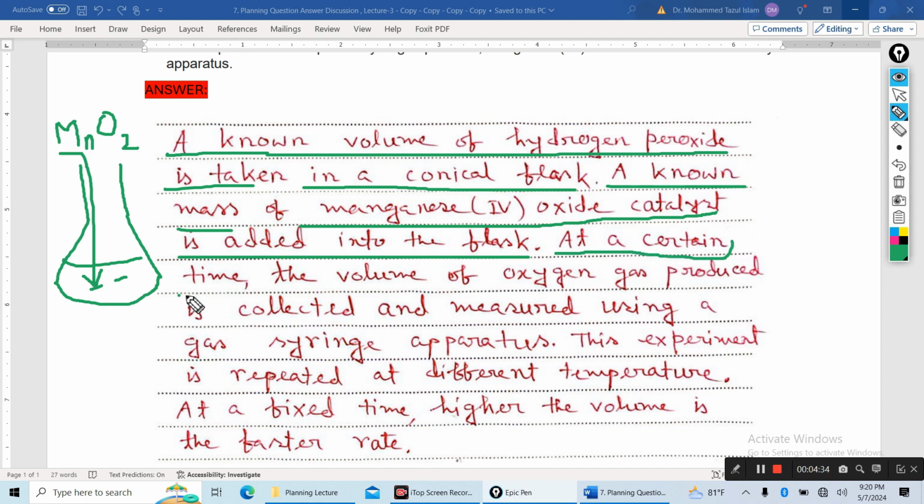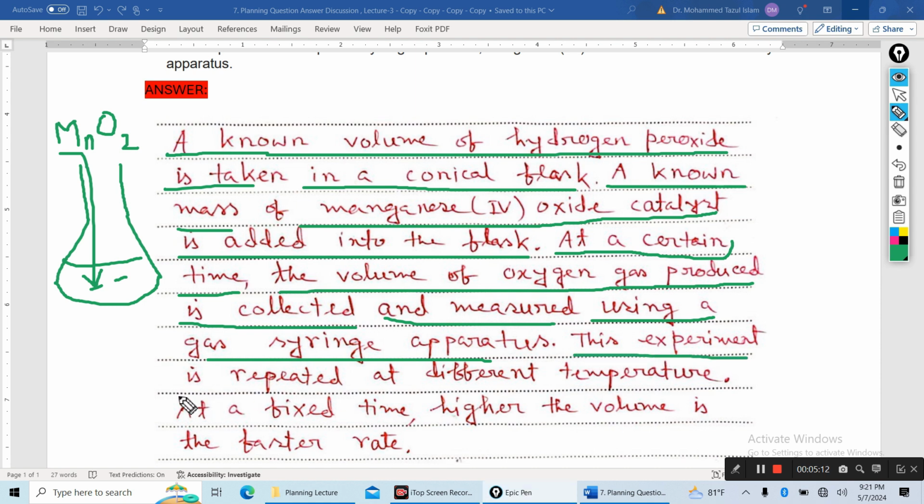At a certain time, or at a fixed time, say 5 minutes or 10 minutes, the volume of oxygen gas produced is collected and measured using a gas syringe apparatus. At a fixed time, the oxygen gas is collected and the volume of gas is measured by using a gas syringe apparatus.